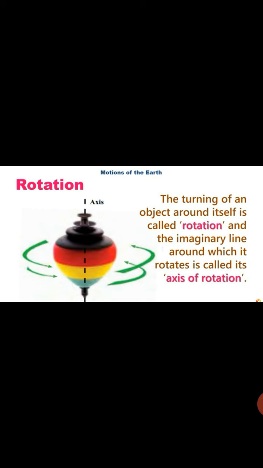Students, there is no such line, but we feel as if the top is moving around these green lines only. So this is our axis of rotation, and the movement of rotating around it is called rotation.